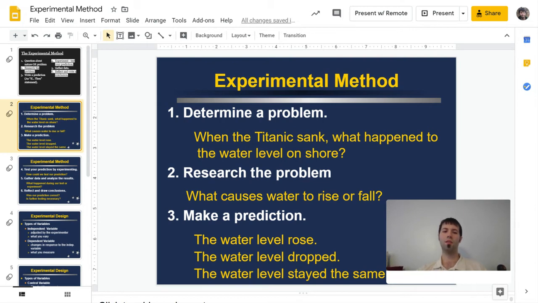After we've thought about the problem and done some research, then it's good to make a prediction. So before we actually do an experiment, we could make a prediction. When the Titanic sank, the water level rose, it dropped, or maybe it stayed the same.